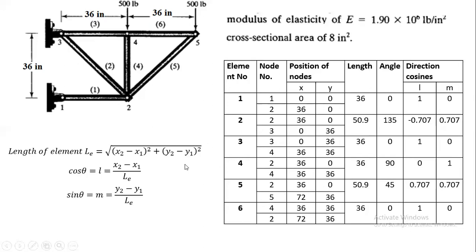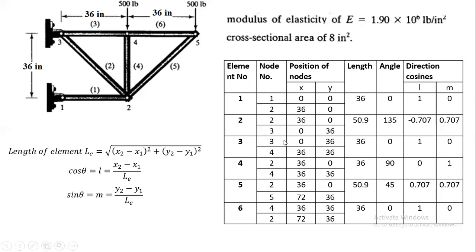After that, by using this equation, we can calculate the length of each element. For the first element, the length of the element is 36 by using this equation. Now for the second element, x2 is 0 minus 0 plus y2 is 36.